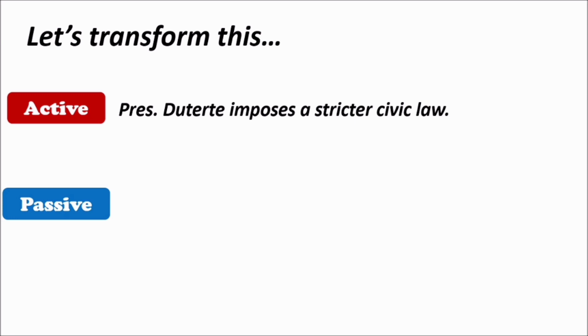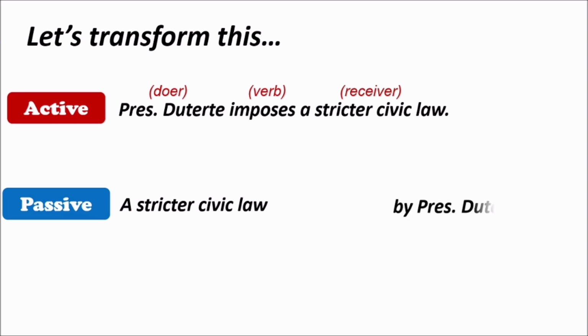Since we're talking about the voice of the verb here, always remember to look at the verb in the sentence. In this case, we have the word imposes. President Duterte is the doer, of course, and a stricter civic law is the receiver of the action. In passive voice, as we all know, the receiver of the action should be your subject. Therefore, we write a stricter civic law. And then we put the doer of the action at the last part of the sentence, preceded by the preposition by.